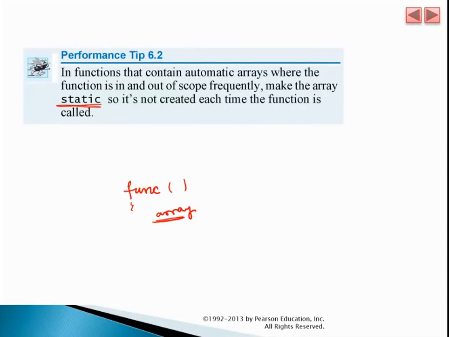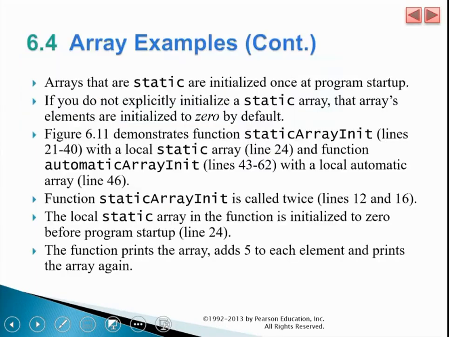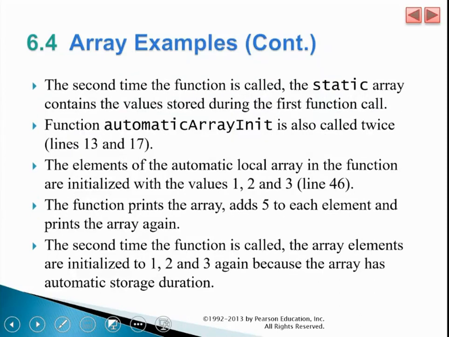Because unnecessarily, time will get wasted in initializing, allocating memory, and all of those things, right? So generally it is advisable to use static in such cases, when the scope of the program is again and again going in and out of the function where the array is defined. Okay, so let's see one example and things will be more clear to you. Let me go to one program that is there.